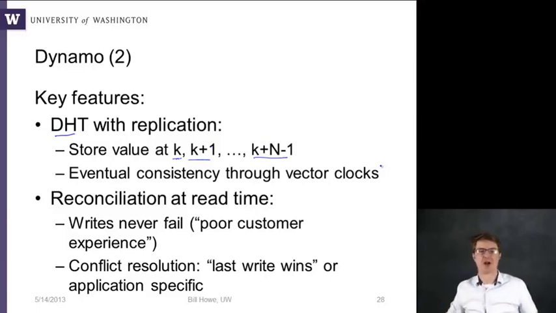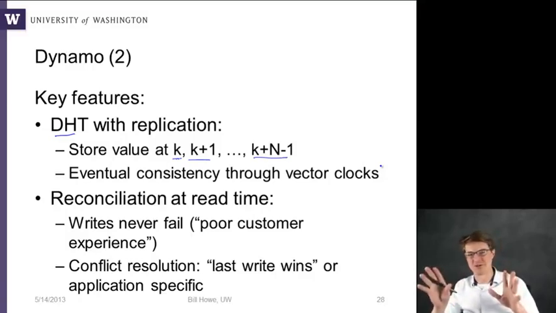And so reconciliation of potential conflicts when things are being read and written happens at read time, which is another maybe interesting feature of Dynamo. Okay, so writes never fail, and they cite in the paper that the reason for this is poor customer experience, right? If you're building a web application where you update your status on some social networking site, and it comes back with an error message and says, sorry, couldn't commit, you're editing the same status from somewhere else.